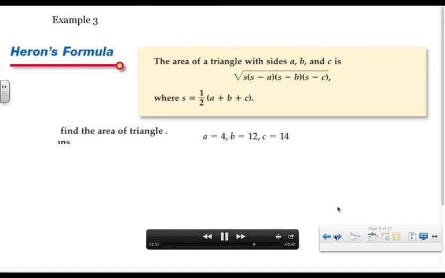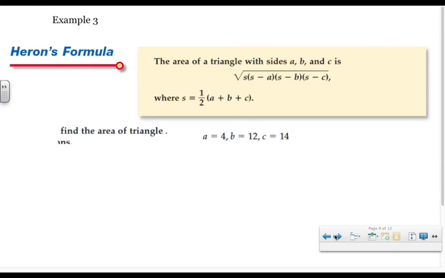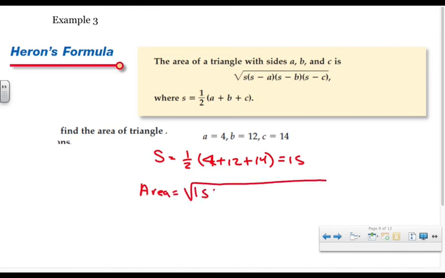So the very first thing we need to do is find s, which is 1/2 times 4 plus 12 plus 14. Please make sure you use your order of operations and you add first because they're inside the parentheses. And multiply by 1/2 and I get 15. So my area is the square root of 15 times 15 minus 4 times 15 minus 12 times 15 minus 14. Calculated the whole thing and I get the area is 22.2.